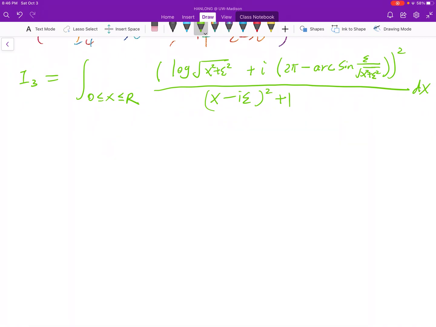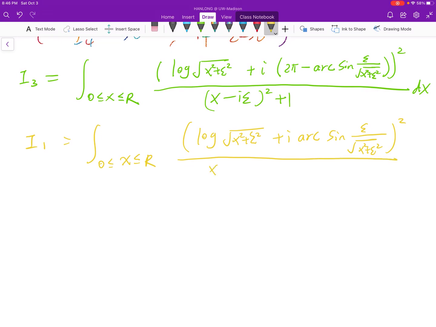And then the first one is given by the integral for x from 0 to r of (log of the square root of x squared plus epsilon squared, plus i arc sine of epsilon divided by the square root of x squared plus epsilon squared) squared, divided by (x plus i epsilon) squared plus 1, dx.